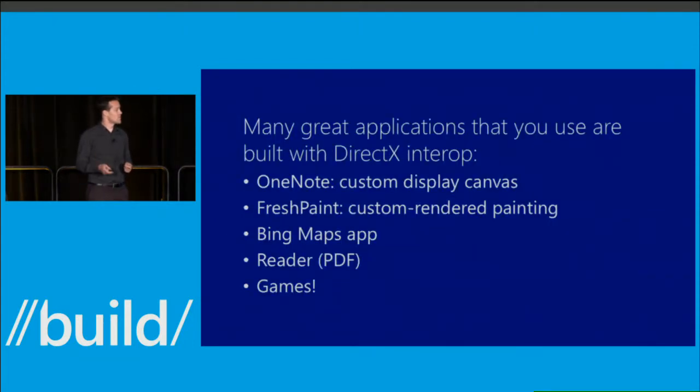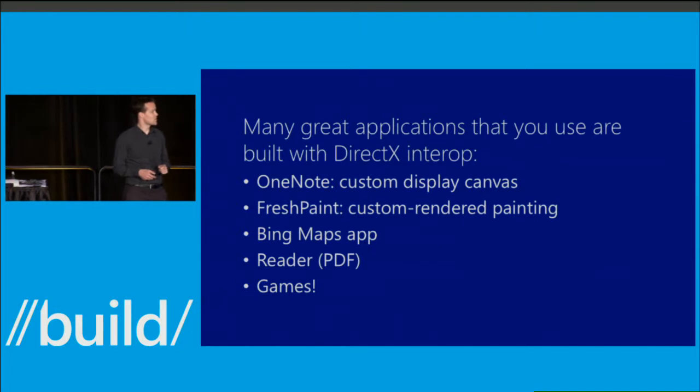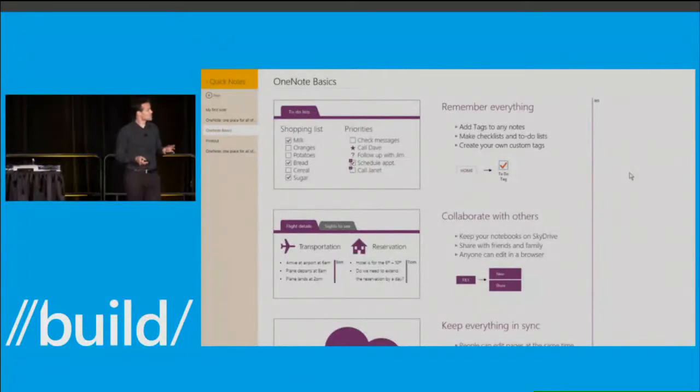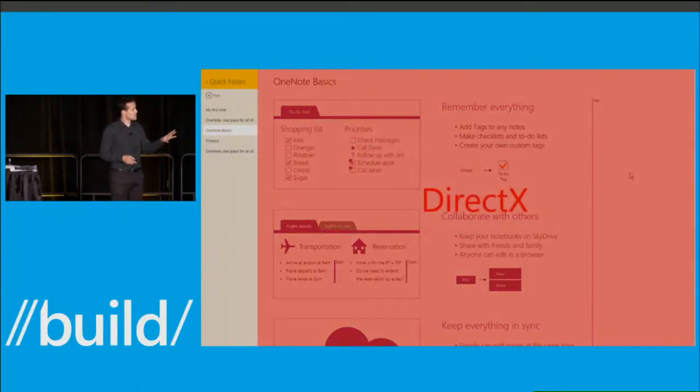So many great applications you already use are built with DirectX interop in XAML, even if you weren't already aware of it. These applications in the Windows Store are built with DirectX interop. OneNote, FreshPaint, the Bing Maps app, the PDF Reader, many games, especially a lot of the games written by Microsoft Game Studios.